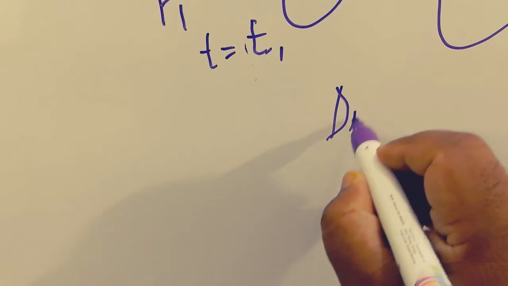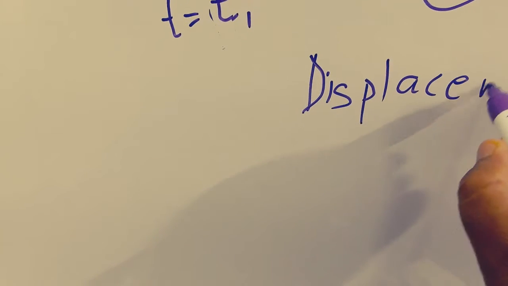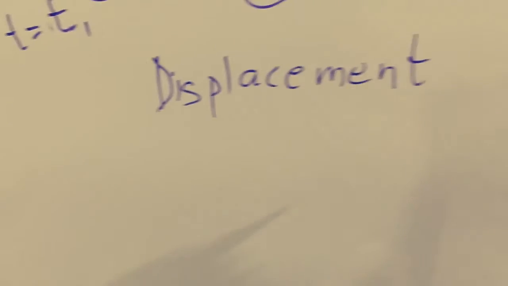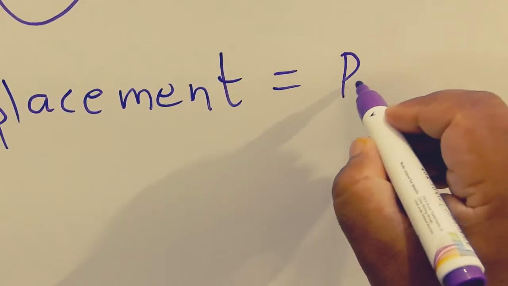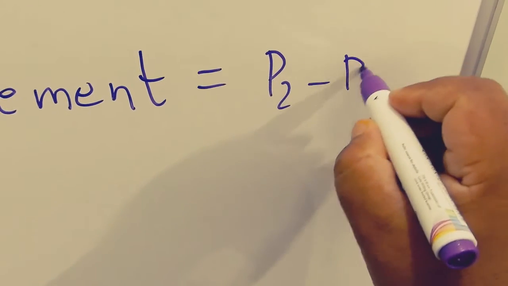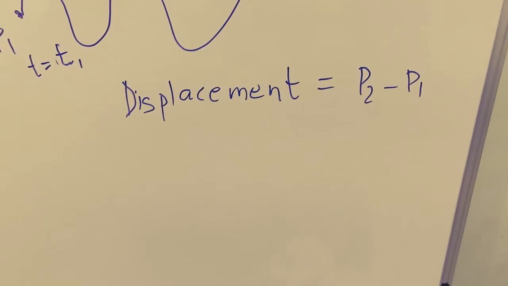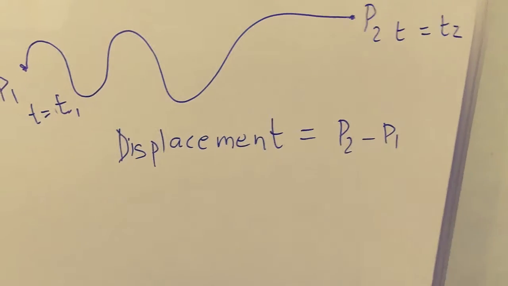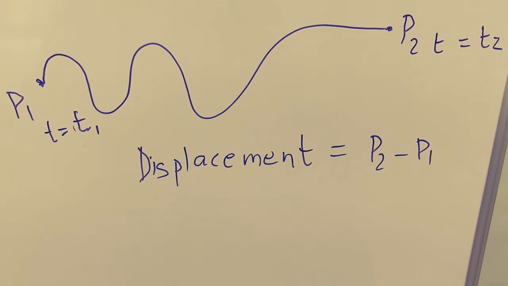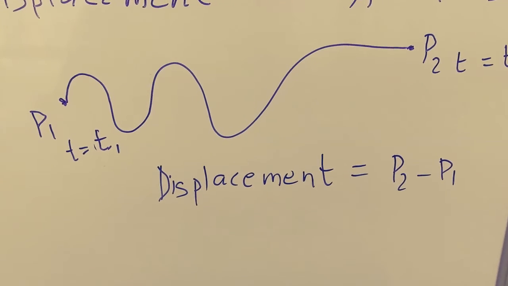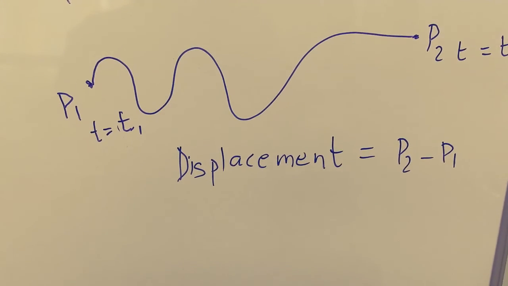So the displacement equals the coordinates of point P2, that is the final point, minus the coordinates of P1, that is the initial point. So this is the displacement. The magnitude of displacement is always less than or equal to the whole path length. Displacement is always in a straight line connecting the initial and the final points.